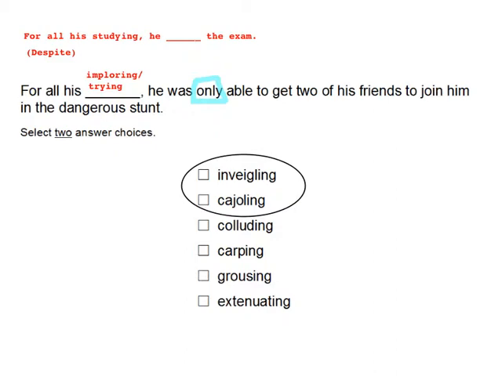Whatever this may be. Carping and grousing, interesting words because they sort of take animals like the fish, the carp, or the bird, the grouse, and turn them into verbs. Extenuating and colluding, just generally good words to know. Any that you don't know, go ahead and throw on your jot list.